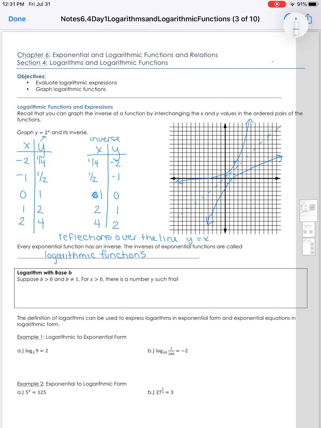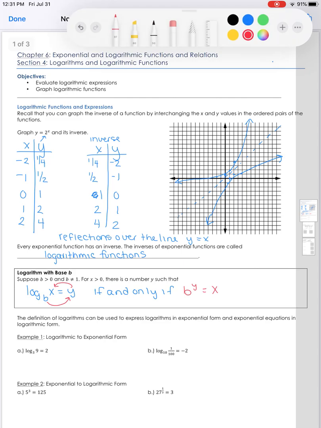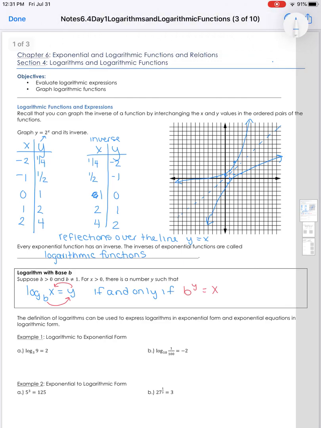It says, suppose that b is greater than 0 and b does not equal 1. So for x greater than 0, there's a number y such that log base b of x equals y is true if and only if, and what we're going to do is make a circle, b raised to the y power equals x. The definition of logarithms can be used to express logarithms in exponential or logarithmic form.